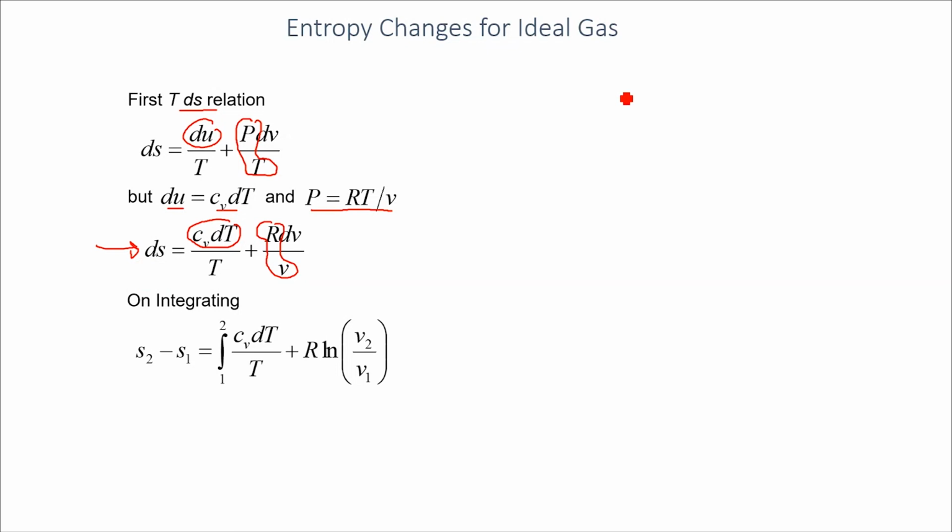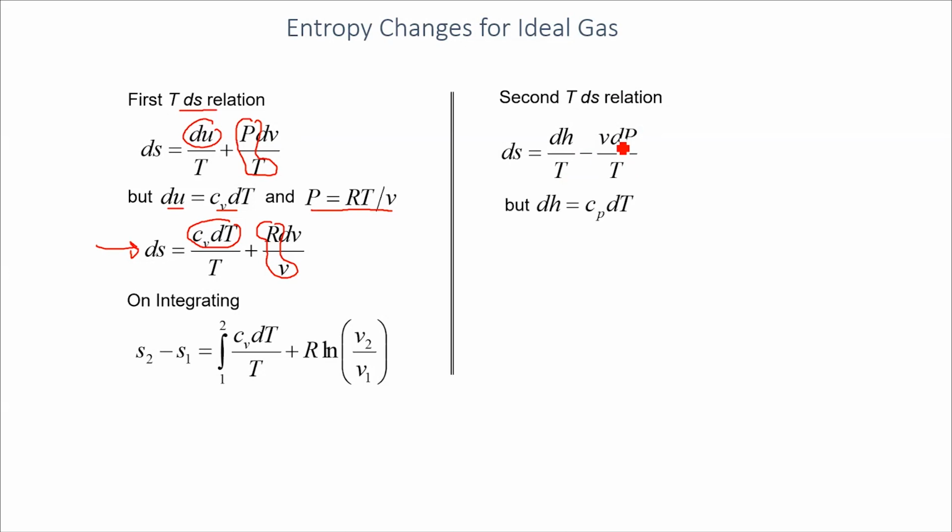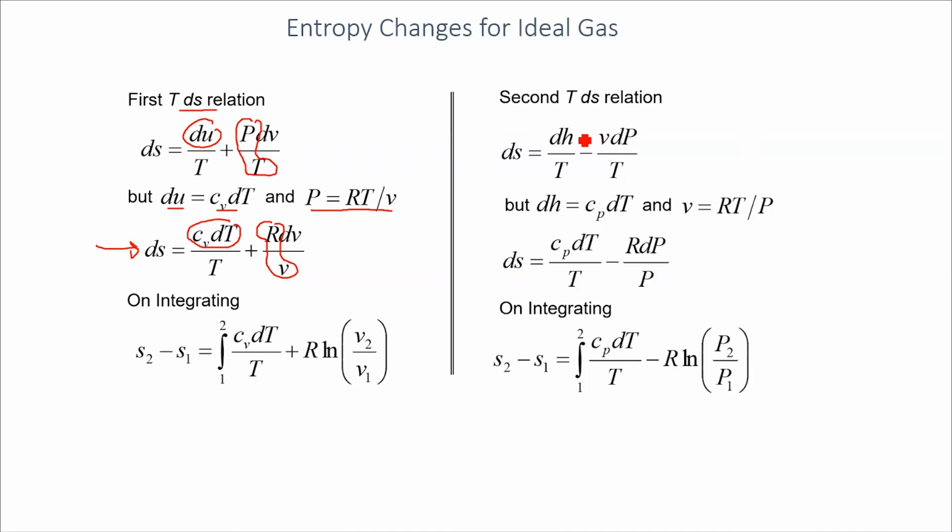The other TdS relationship was ds equals dH over T minus V dP over T. Again, dH for an ideal gas is Cp dT, and the V over T relationship could be replaced by R over P, which is this value dP. Integrating, you will have the integral from 1 to 2 of Cp dT over T minus R ln P2 over P1. The important thing is how do you solve these portions to find the change in entropy.